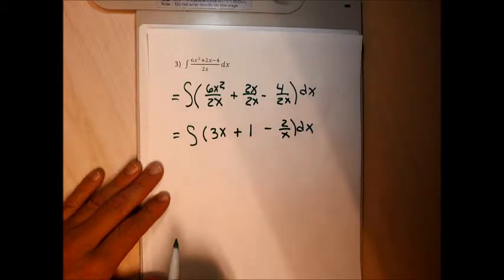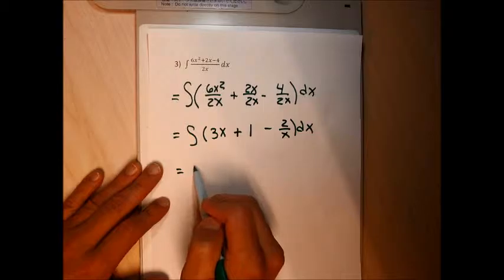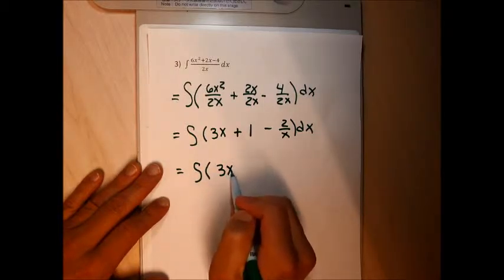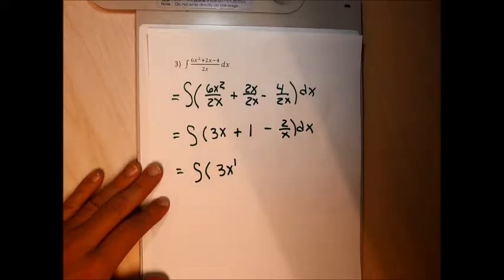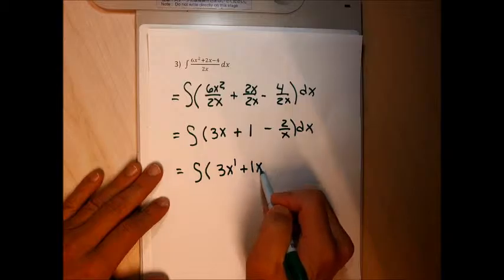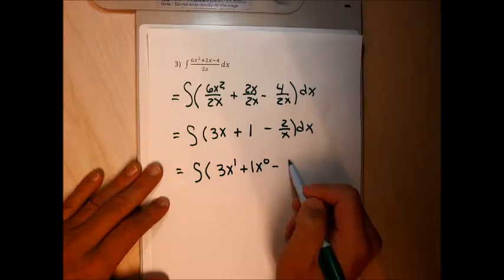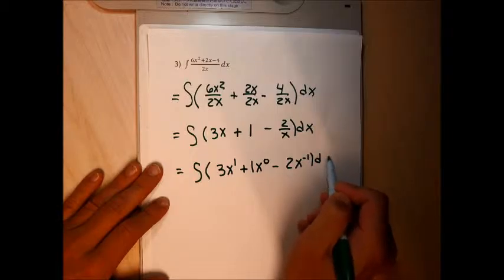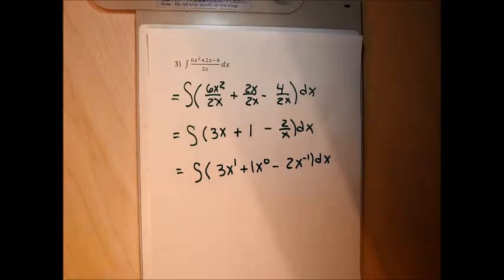I can integrate each one of those terms the way they're written, but it might help to give some more structure to this. So I'm going to write the 3x as 3x to the first. I'm going to write the 1 as 1x to the 0 power. And I'm going to write the minus 2x as minus 2x to the negative 1 power. And now I'm going to integrate each term.